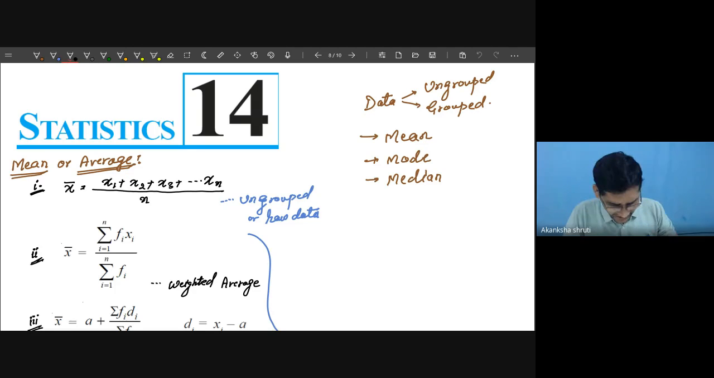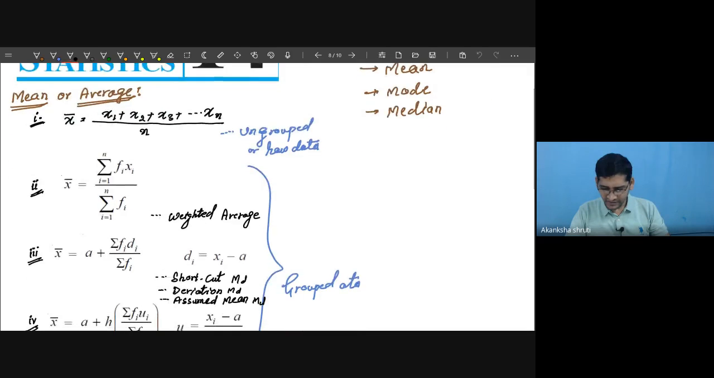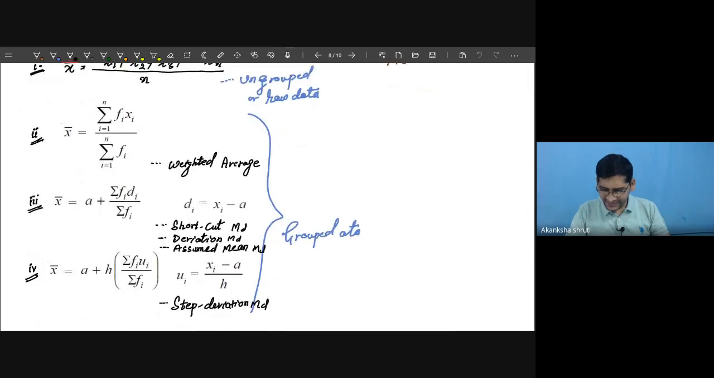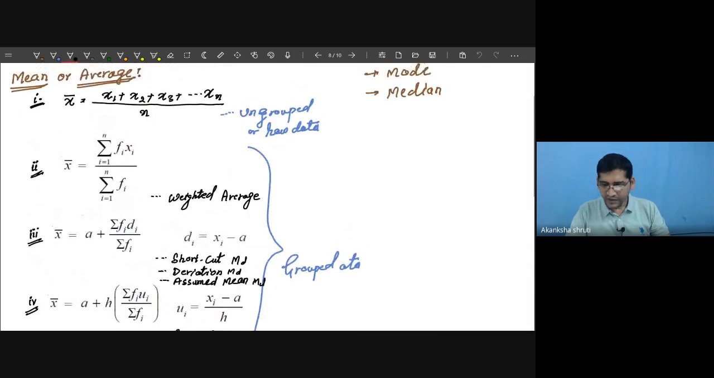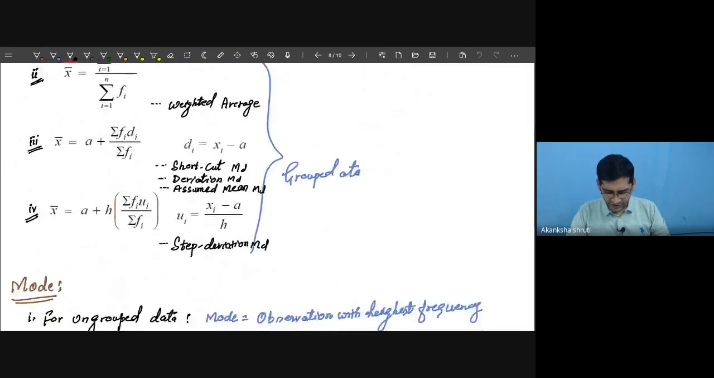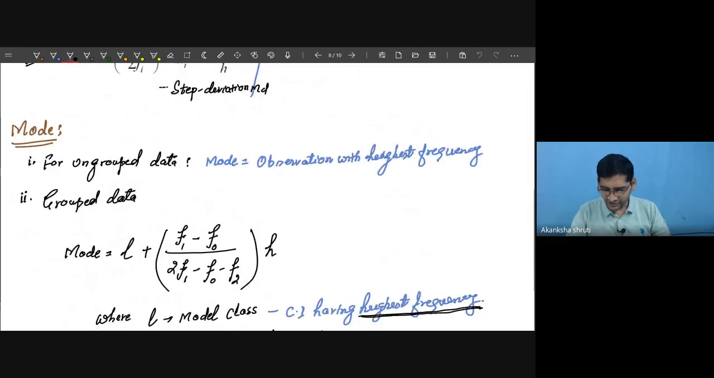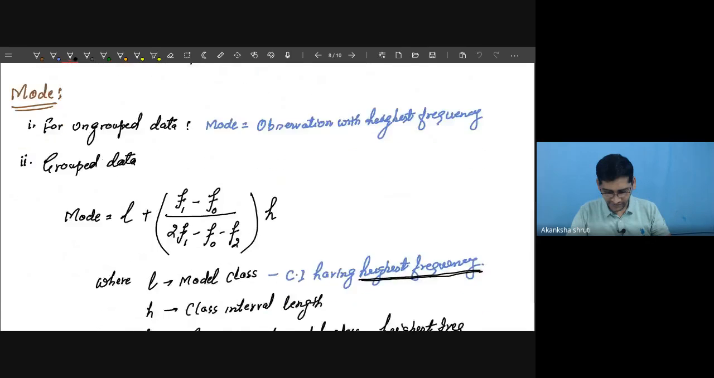Good evening, students. Today we are going to learn about another method of calculating mean. One is called the assumed mean method. The other method is the step deviation method. We will also learn about calculating the mode for the ungrouped data as well as for the grouped data.